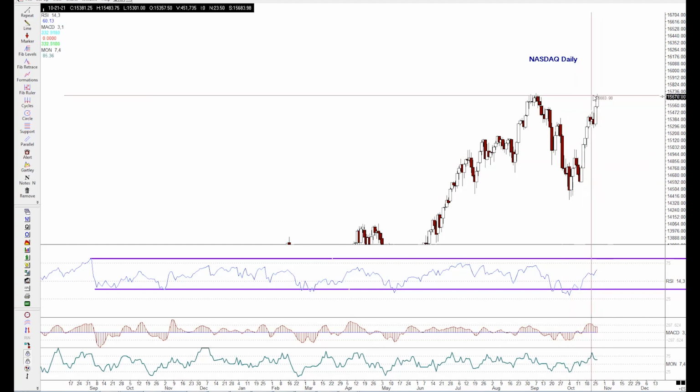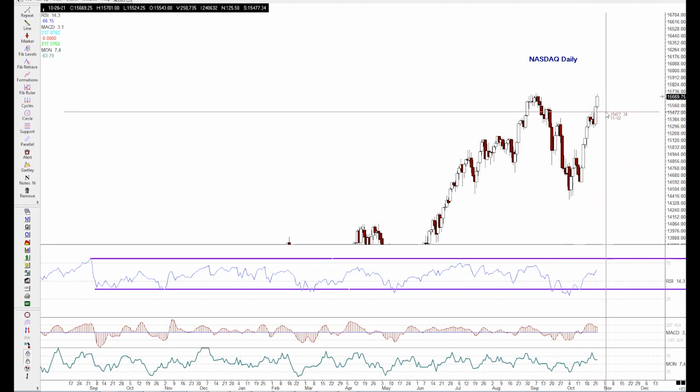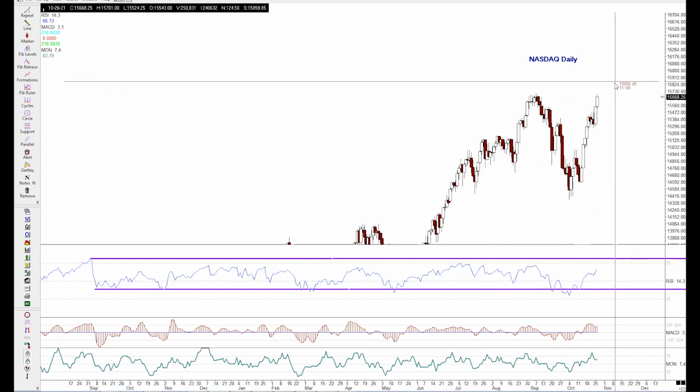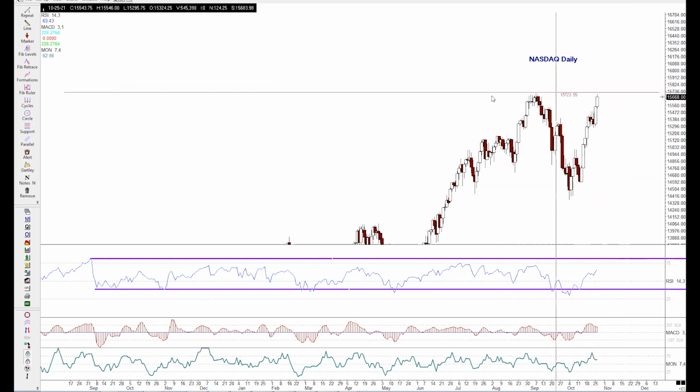So that would fit in with our analysis that we get some correction, which on the S&P may be forming a wave 4 and then another leg up for a wave 5. So we'll see how that plays out.